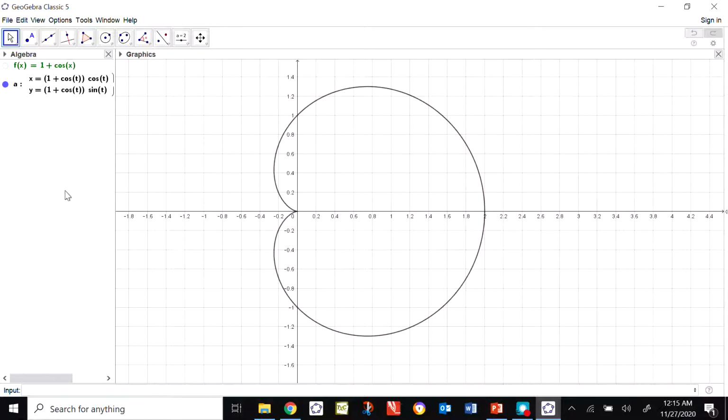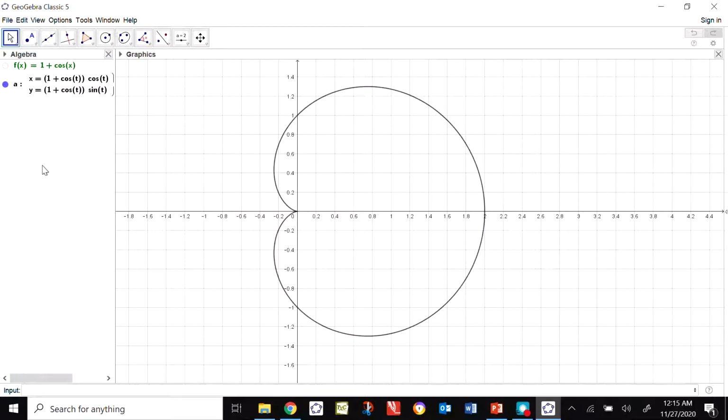That's it. So when you go to calculus 3, you will be required to do parametric curves for 3 dimensions. My suggestion is just go ahead and use GeoGebra even for that. GeoGebra has 3D stuff that you can do, and it'll make your life very simple.